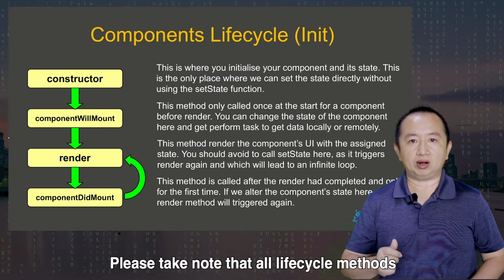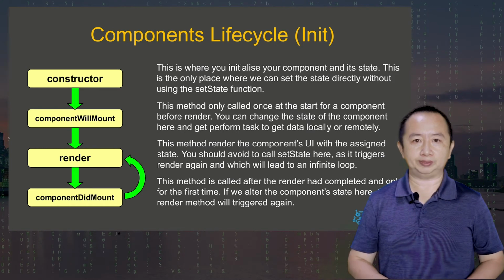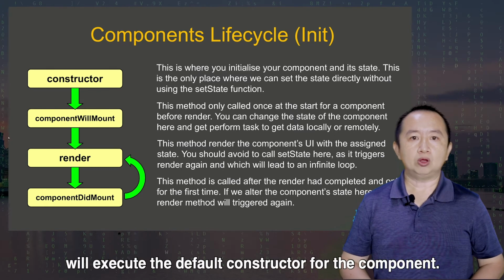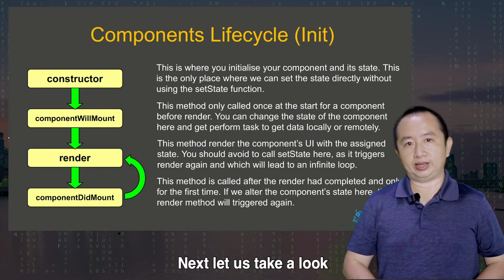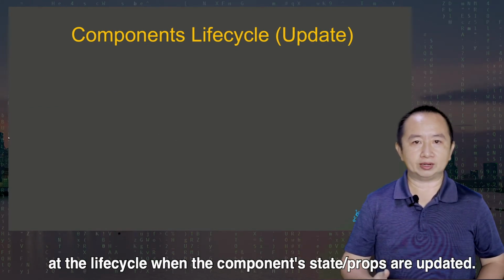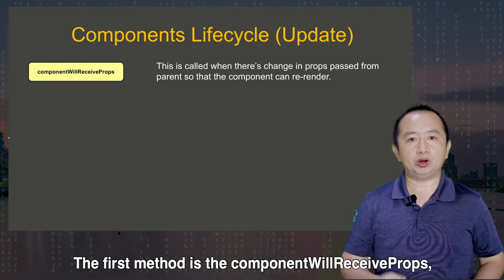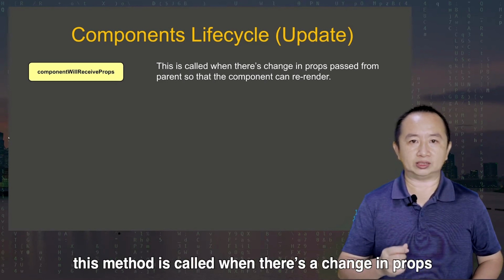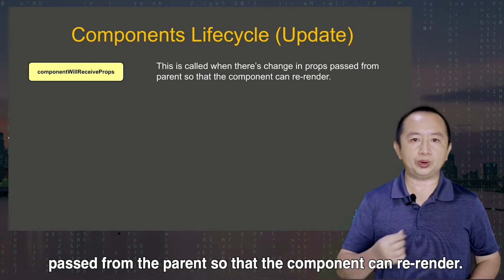Please take note that all lifecycle methods are optional except the render method. For example, if you didn't define the constructor method, the React Native engine will execute the default constructor for the component. Next, let us take a look at the lifecycle when the component state props are updated. The first method is the component will receive props. This method is called when there is a change in the props passed from the parent, so the component can re-render.